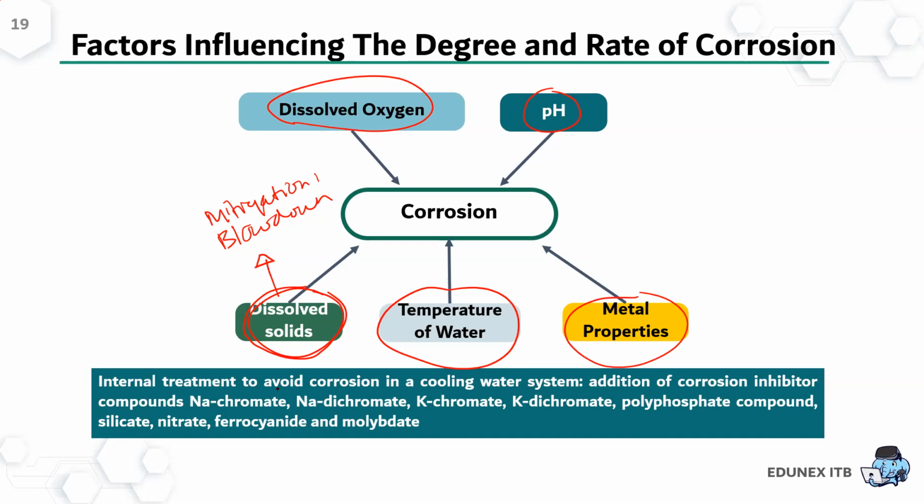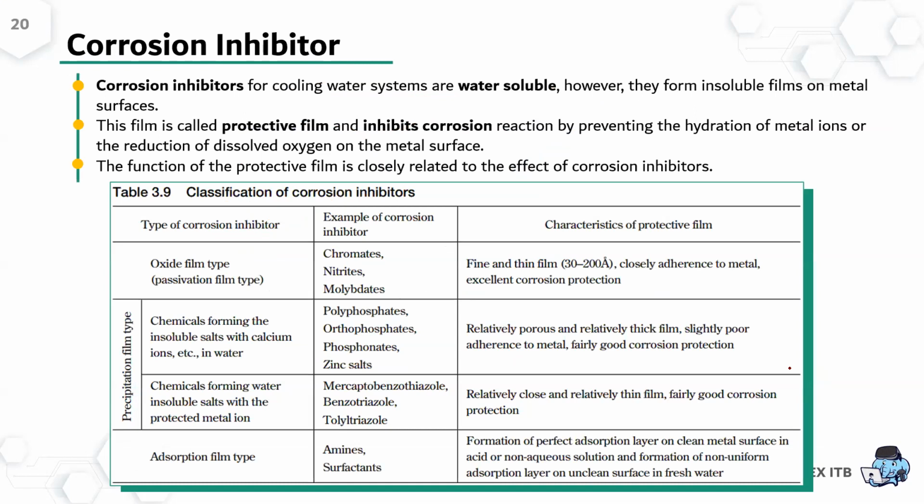Okay. So here, for internal treatment to avoid corrosion in cooling water systems, one of the common methods is adding corrosion inhibitors, such as chromate base and also phosphate compounds. We can also use silicate, nitrate, ferrocyanide and molybdate. The corrosion inhibitors used to prevent the corrosion process in cooling water systems are commonly water soluble, so they are soluble in the water.